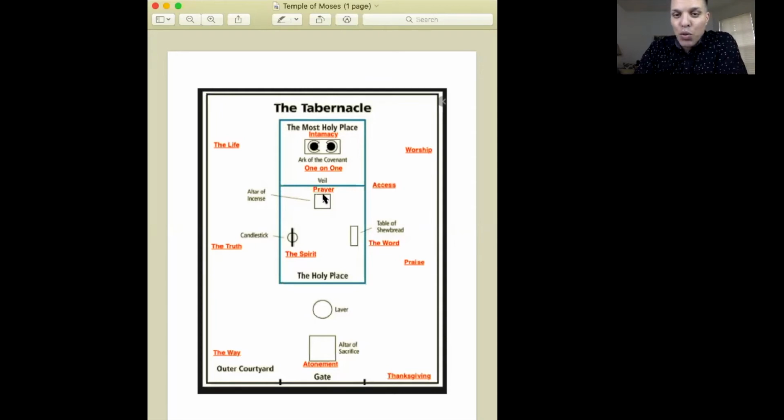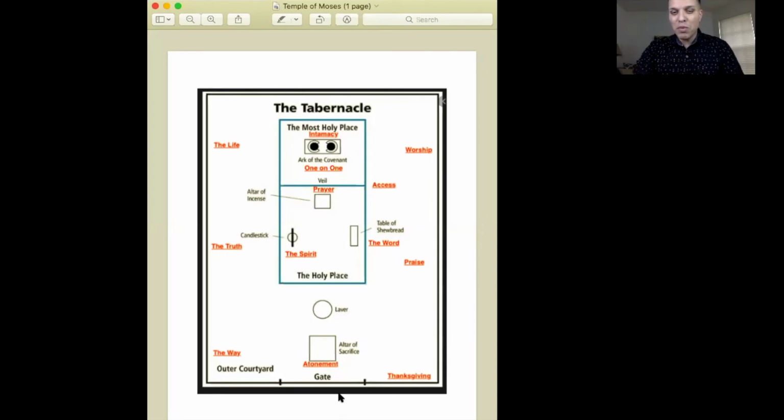And then as you go through the veil, now you would have access. This was only accessible once a year by the high priest. And it would have been done on Yom Kippur, and they would have gone through the veil once a year and sprinkled blood 7 times on the right side of the ark. You can see the ark depicted here, the Ark of the Covenant, 2 cherubs facing each other. And this whole thing would have been dark, and you probably wouldn't have even been able to see anything. But this represented intimacy with the Father, intimacy with God.